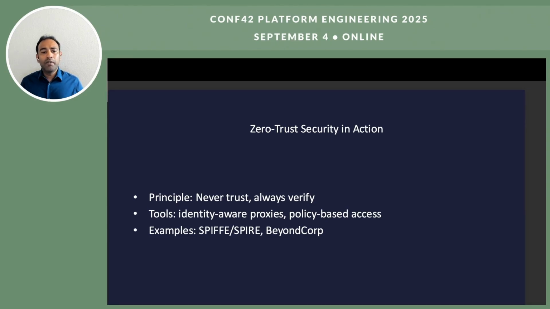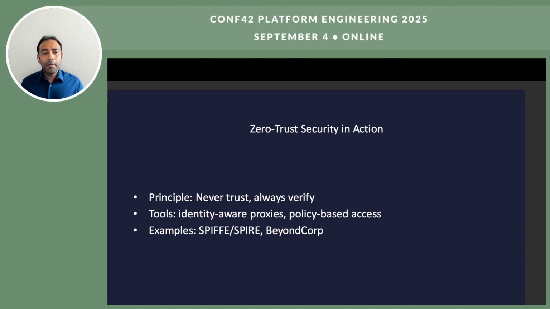Instead of assuming that once you are inside the network you are safe, it's that you are not safe everywhere. Every request is verified continuously. This is enabled by identity-aware proxies and policy-driven access. Examples include SPIRE for service identity and Google's BeyondCorp model for enterprise access, right? This approach ensures that both users and services are verified before they can touch any resources.